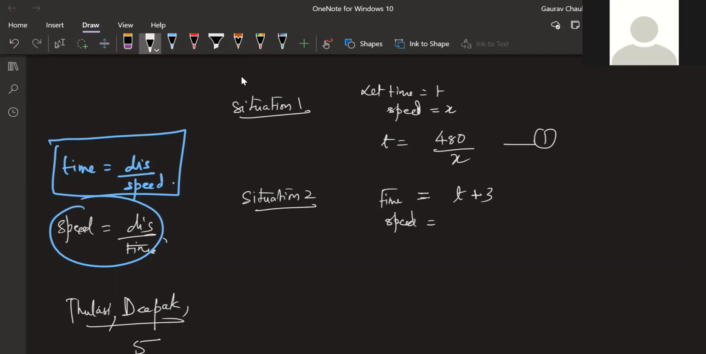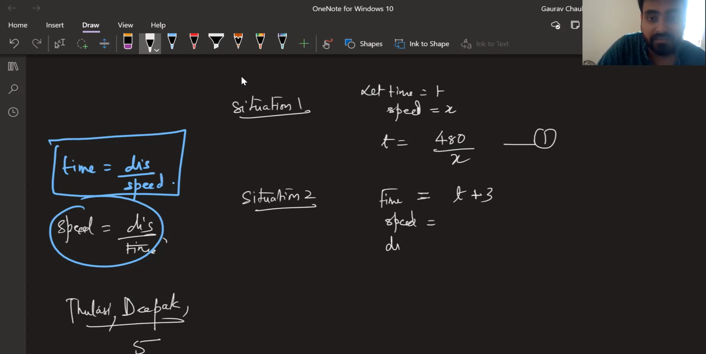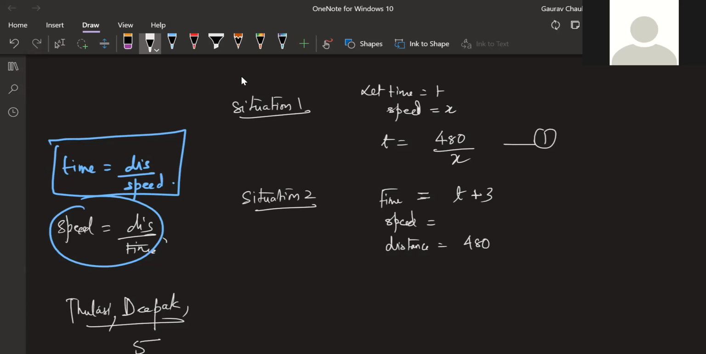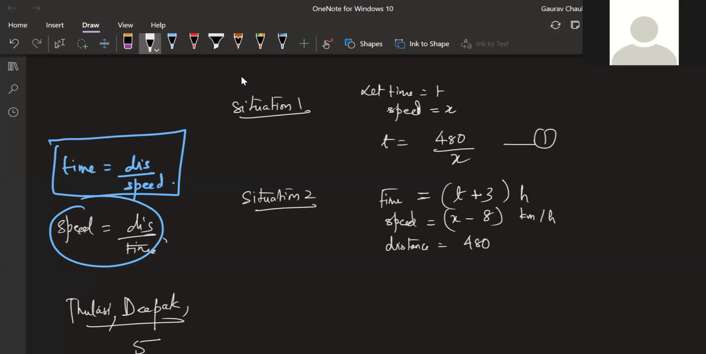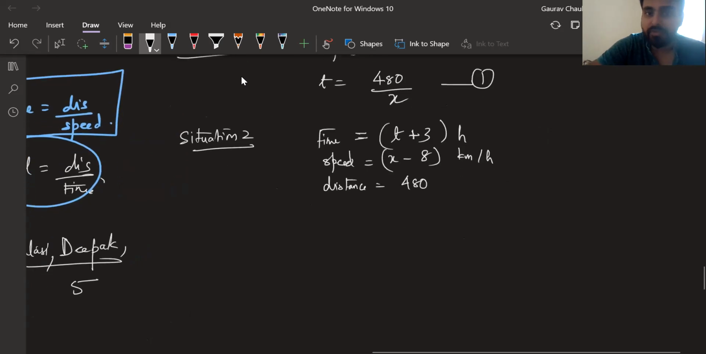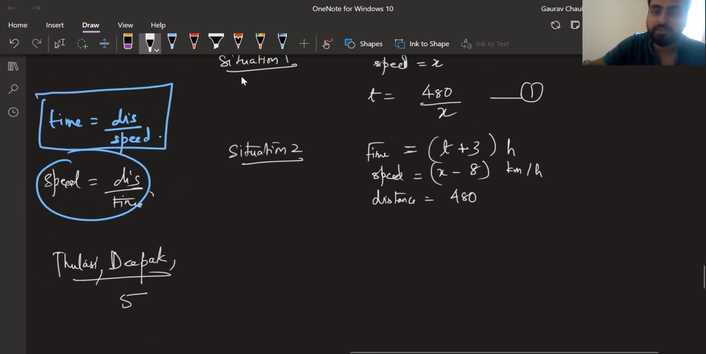Sir, 480 minus 8 kilometer per hour. 480 is not the speed. 480 is the distance, man. What is the speed in the first situation? Sir, X minus 8 kilometer per hour. Now tell me the same formula for this one. Time is equal to distance by speed in this one.